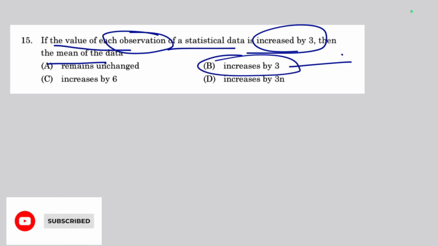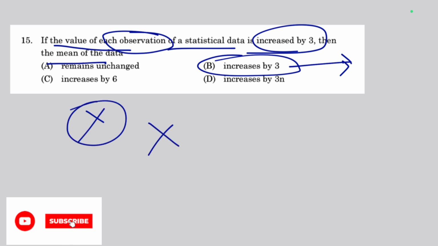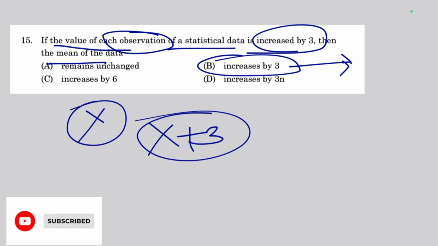That is a simple fact, because whenever we add 3 to each and every value of the observation, the total sum increases by 3n. So when we divide that new total sum by n, we get the mean increased by 3. So if initially the mean is x, then it will become x plus 3. That will be the mean of our data. Fine. So what will be my answer? Option number B will be my answer.